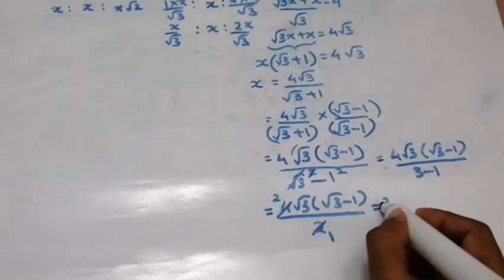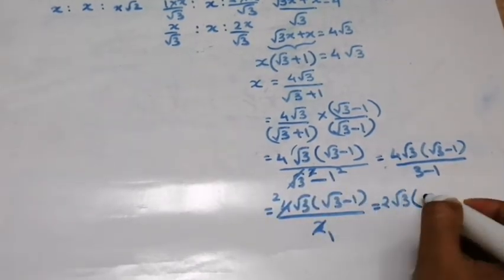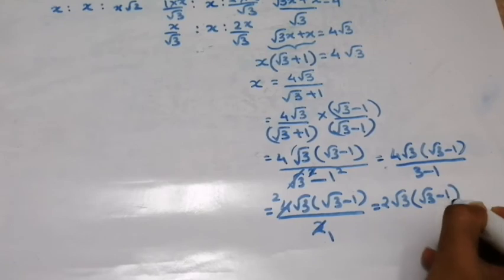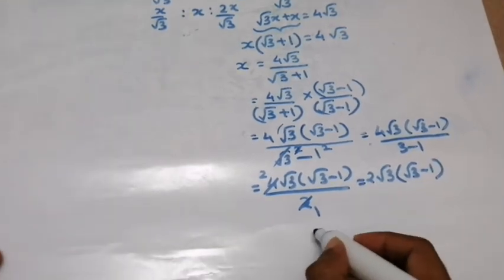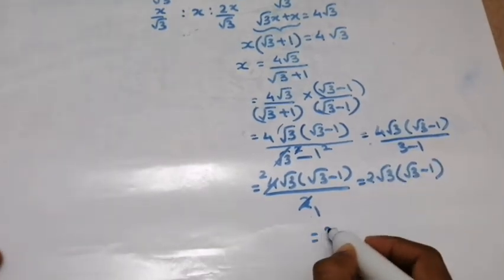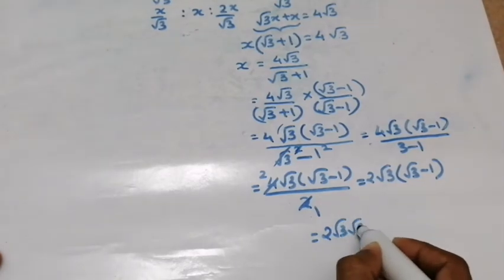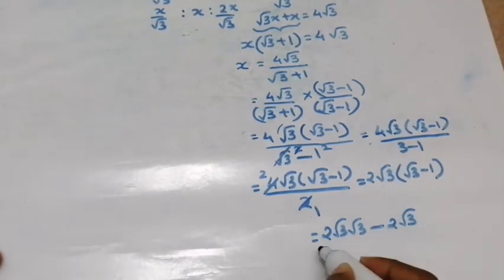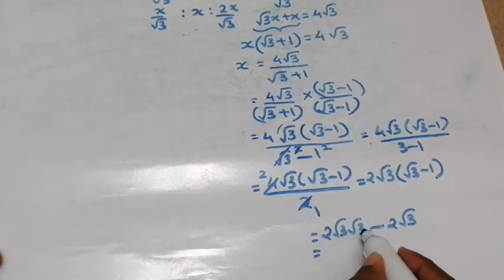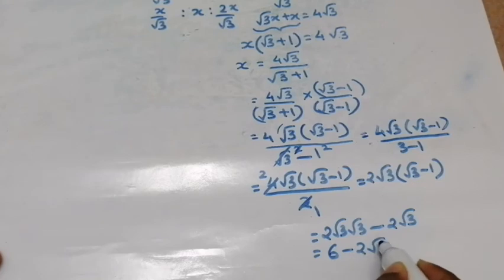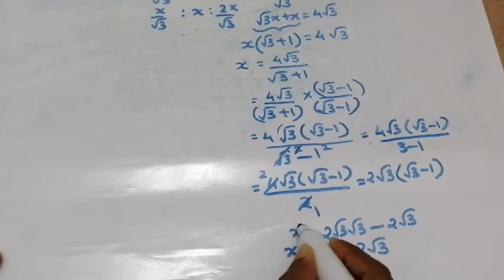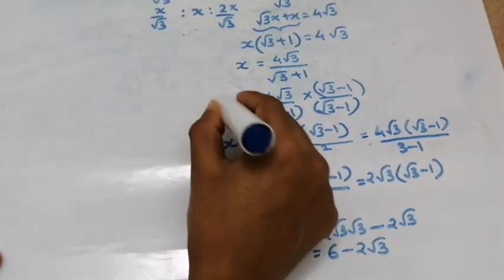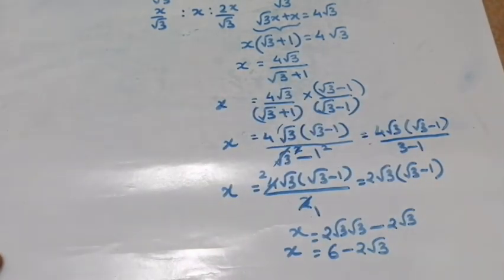Now what is remaining? 2 root 3 into root 3 minus 1. Next, 2 root 3 into root 3 minus 2 root 3 into 1, that is 2 root 3 itself. Next, root 3 into root 3 is 3. 3 into 2 is 6 minus 2 root 3. This is the value of your x. Understood? So we got 6 minus 2 root 3 as x.